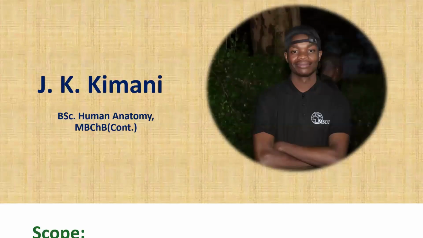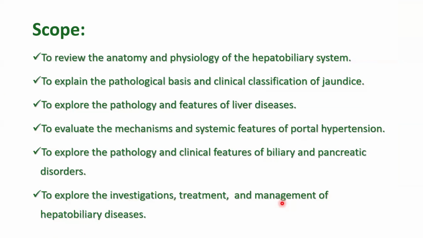And what are we supposed to cover today? We're supposed to review the anatomy and physiology of the hepatobiliary system. We're also supposed to look at the pathological basis and clinical manifestation of jaundice. Maybe you've seen a person with yellow eyes, and even if the person washes the eyes, they're still yellow, and then goes to the hospital. The person is told he has liver issues. What is this yellow eye that we usually see?